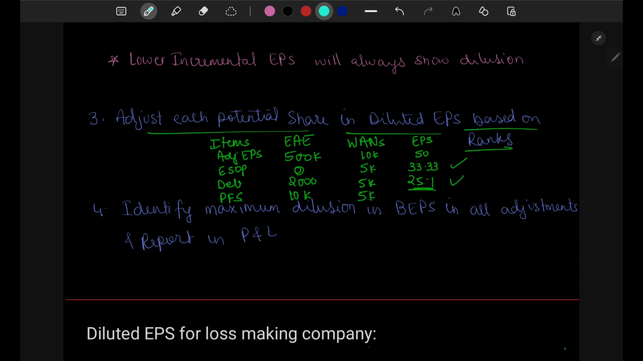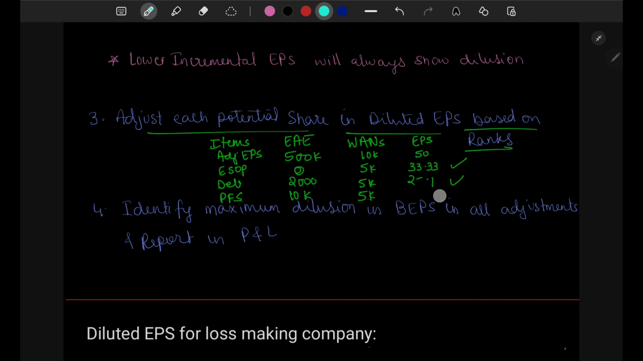So in this case add all of this together. So there's 5 lakh plus 2,000 plus 10,000, right? So 5 lakh 12,000 divided by 10,000 plus 5,000, 15, 20, 25. So divided by 25,000, in this case it is becoming 20.48, okay.